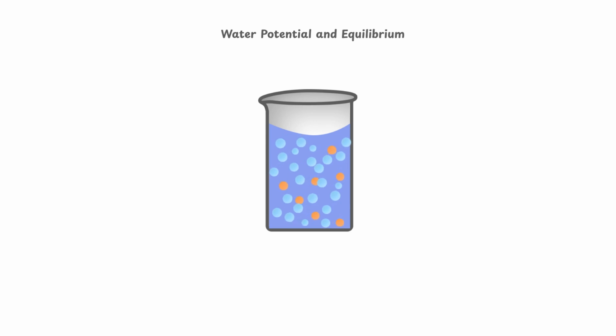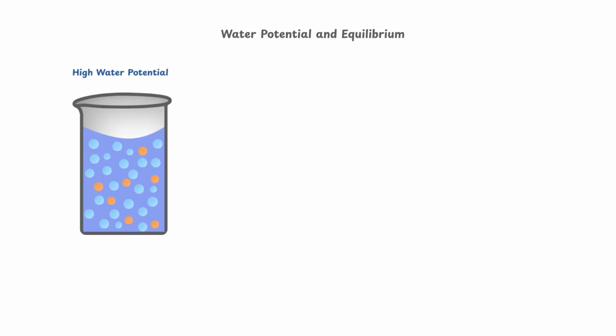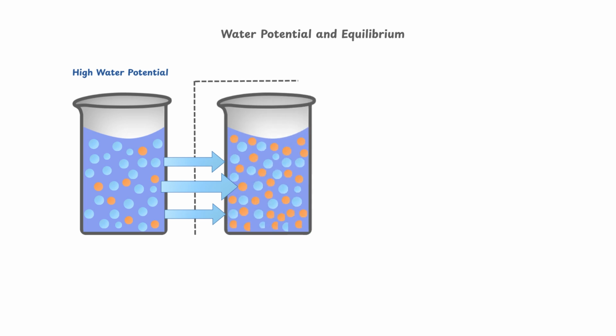Water moves from a dilute solution, where there is more water and higher water potential, to a concentrated solution, where there is less water and lower water potential. The membrane is selectively permeable. It allows small water molecules through but blocks larger solute particles.